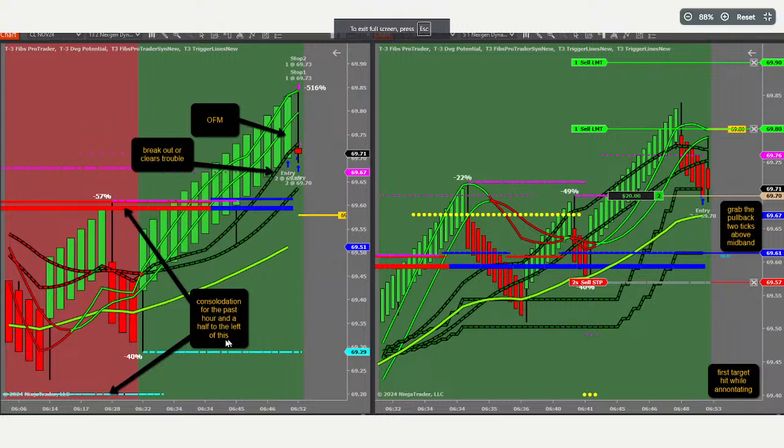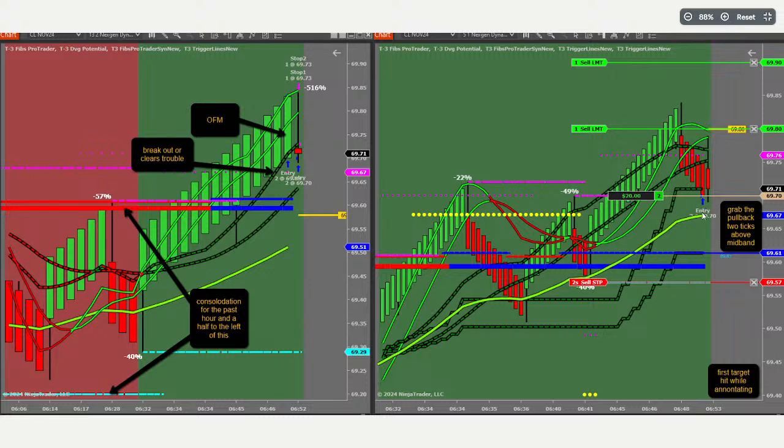All right, Morgan. Consolidation for the past hour and a half to the left of this. Breakout, clears trouble, odds favorable, 2 ticks above the mid band. First target was hit while annotating. Did it catch your second one, Morgan? Or did you chicken out? Not quite. No worries. Beautiful though.